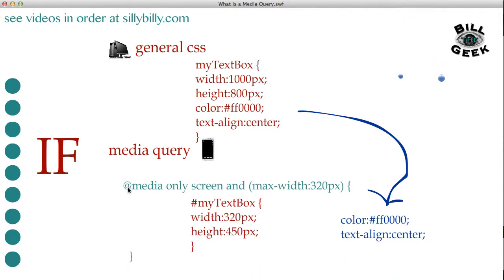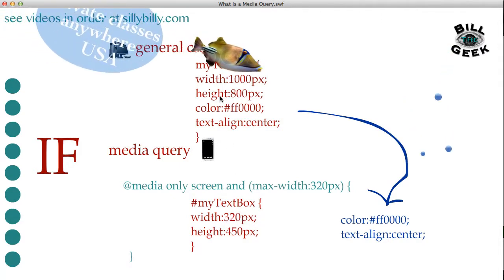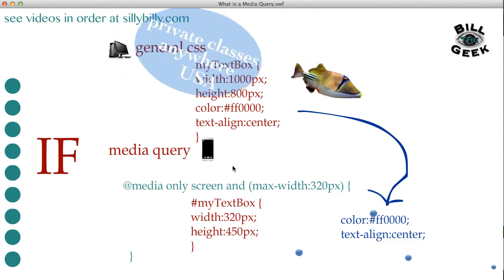I could have it in the same CSS document or in a separate CSS document. It's up to you, but a media query starts with an @ sign, and notice the code: media only screen and max width 320. So pretty much it's saying, hey, if the device is 320 or under, show them this with a width of 320 instead of a width of 1000. It processes, it works.